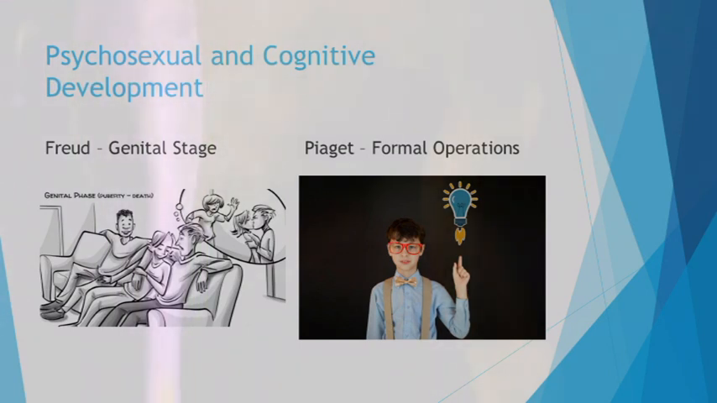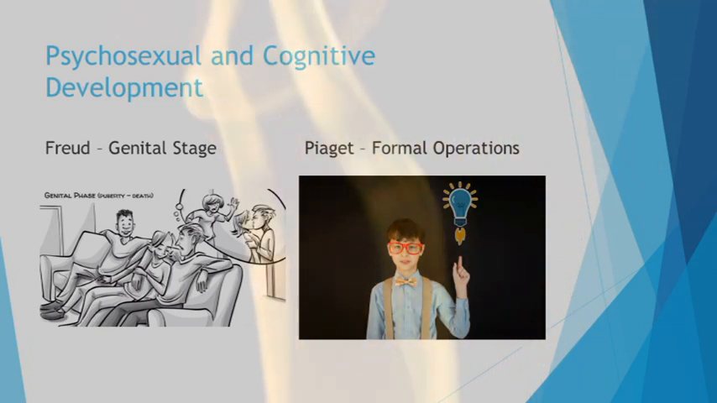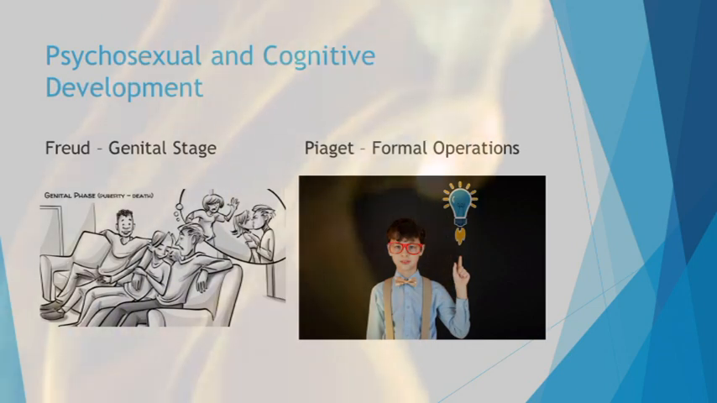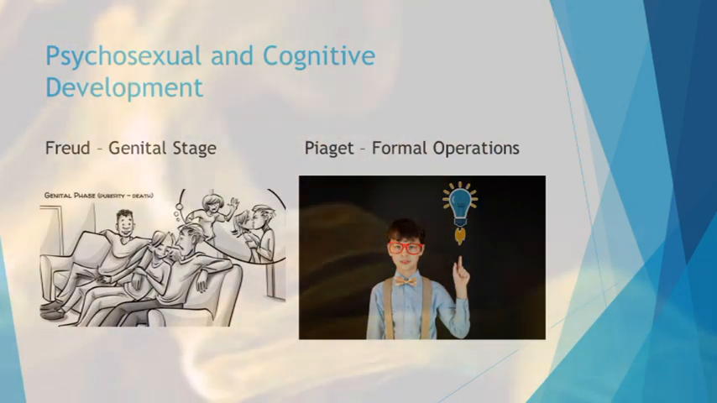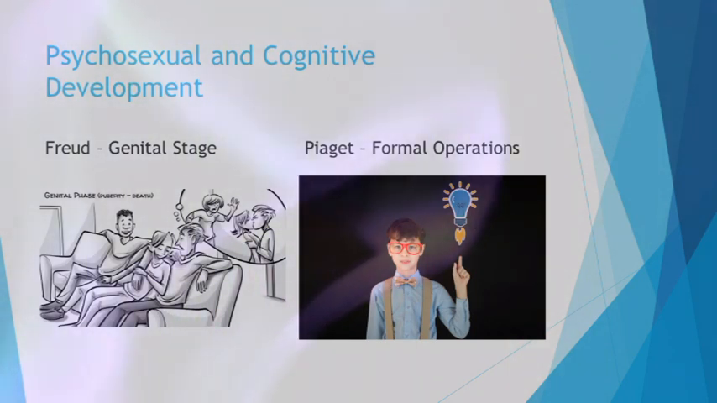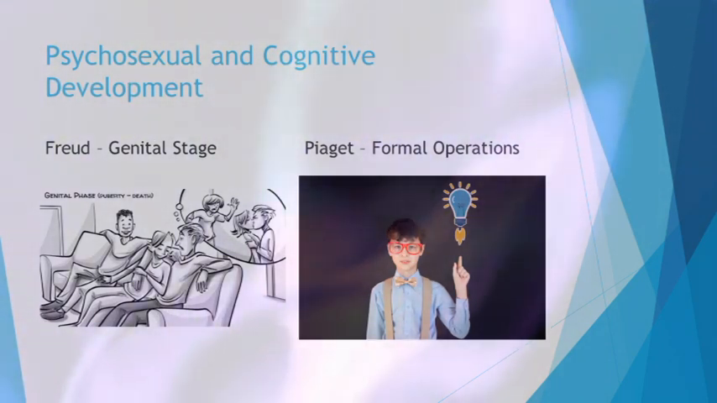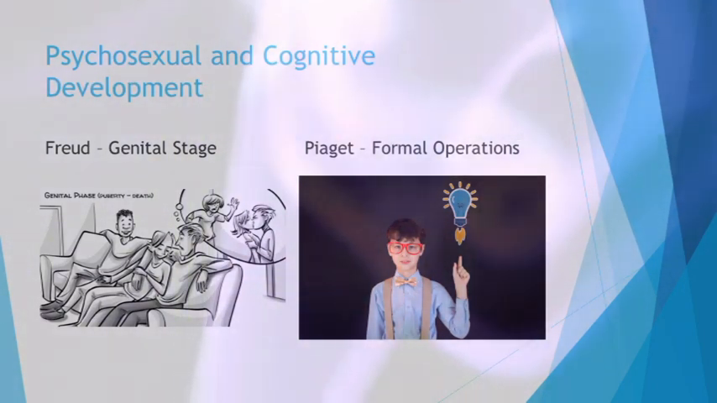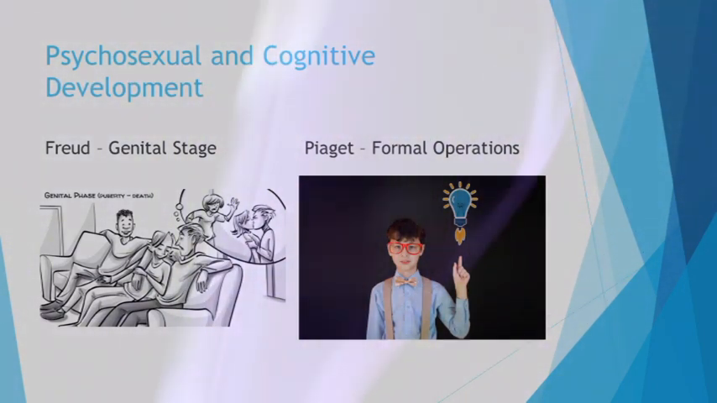And of particular relevance to adolescence is what is called the final stage in Freud's psychosexual stages, which is the genital stage, which Freud proposed is the stage where the sexual impulses and desires are finally focused upon the sexual organs, and where there's a focus on establishing intimate relationships and pursuing adult roles.